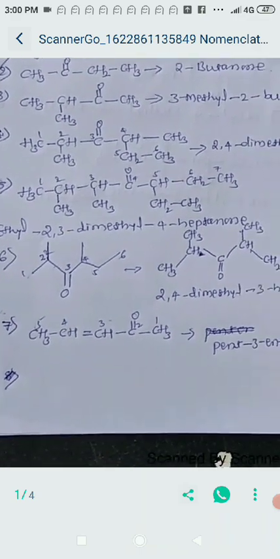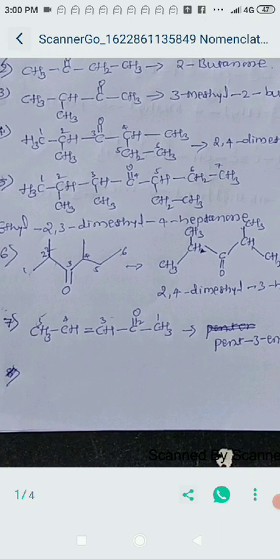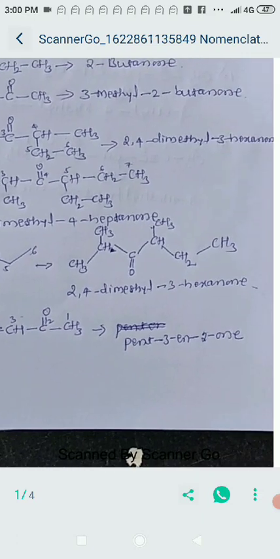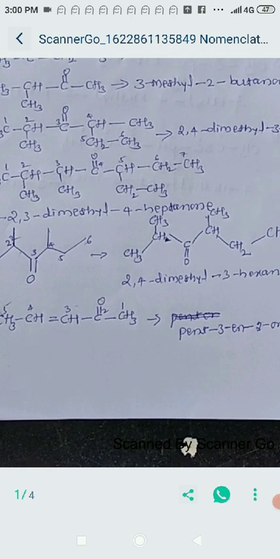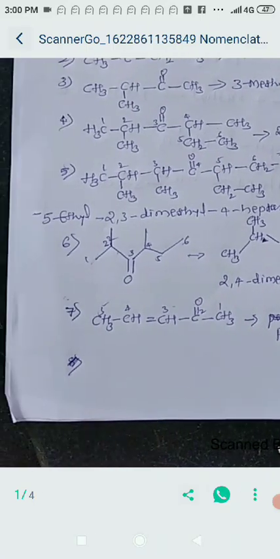And sixth one, I give the bond line structure. The bond line structure is converted into the complete structure. That becomes like this. That is the sixth example. Here the second and fourth carbon possess the methyl group, that is 2,4-dimethyl 3-hexanone.